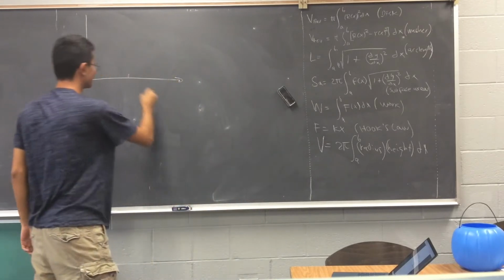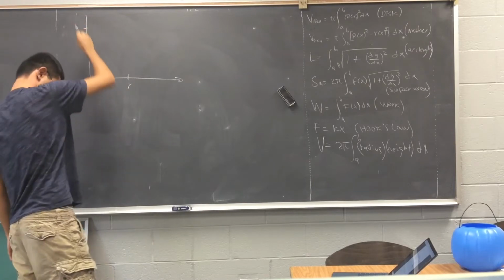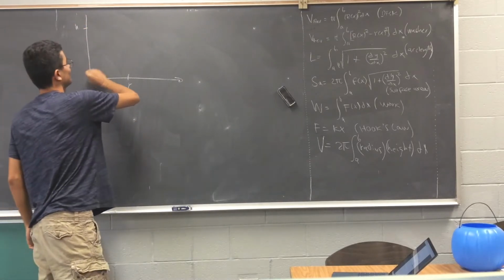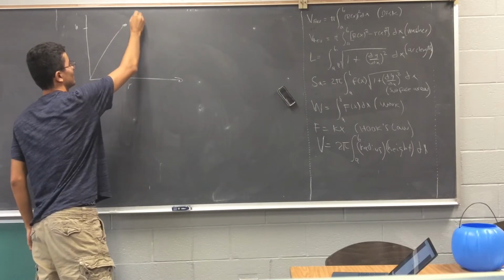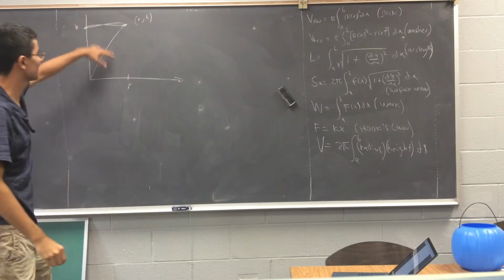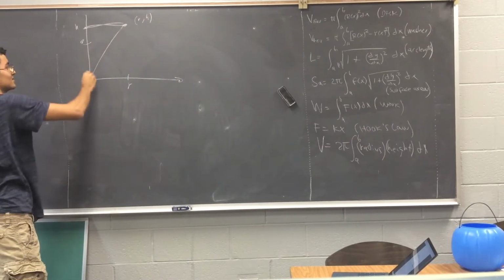Sorry about that. Okay, so this is going to be r, right? And the height is going to be h. All right, so let's see. And then we're going to draw a line over here. So this is point (r, h). And when you revolve this area, you're going to get a cone, right? It's going to look like this.